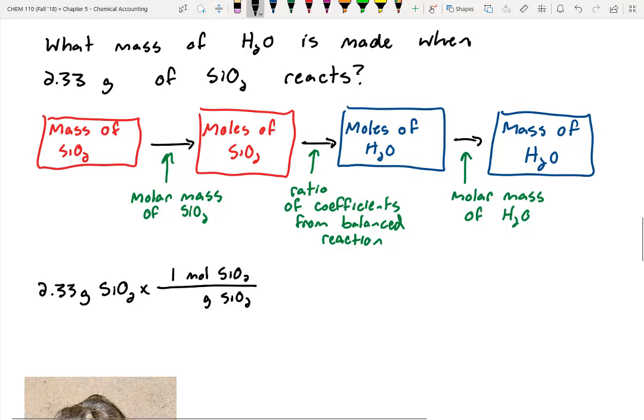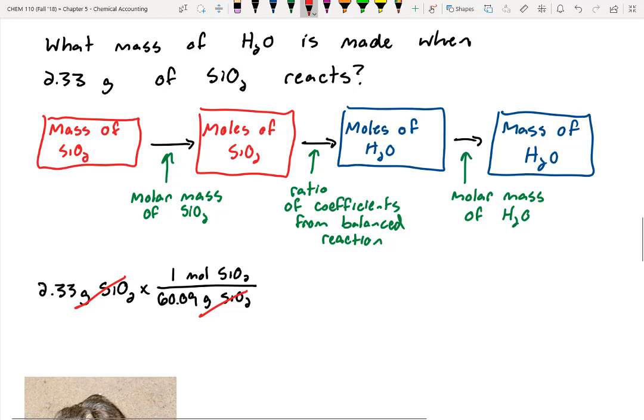What was that? 60.1, is that what you said? Yeah, about 60.09, 60.1, whichever one. So that's the mass of 1 silicon atom and 2 oxygen atoms. So now we've canceled out grams of silicon dioxide. We've done the first step on our roadmap, and we've gone to moles of silicon dioxide.